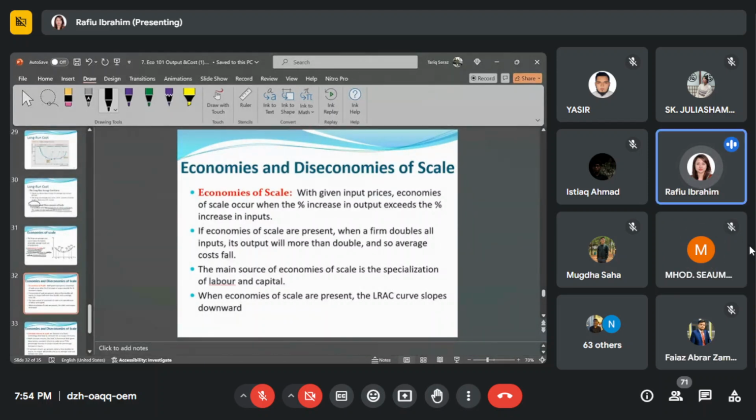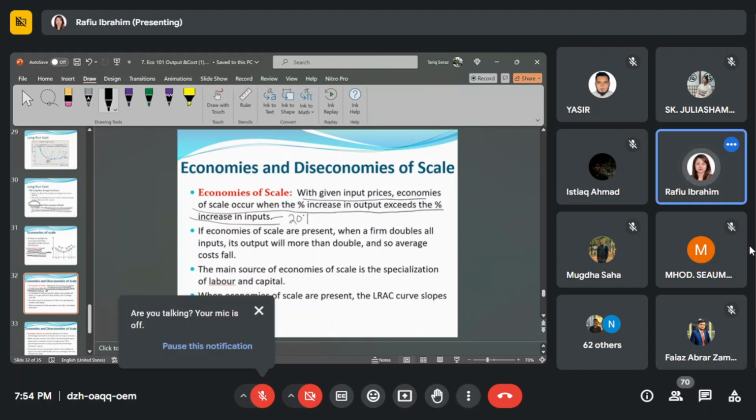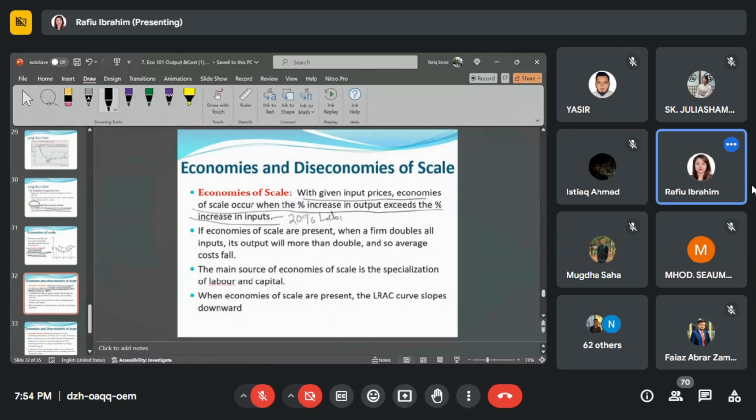Economies of scale, with given input prices, occur when the percentage increase in output exceeds the percentage increase in input. What does that mean? Say, for example, in a farm, labor increases by 20%. We know that more labor can produce more output. So with labor increasing by 20%, output increases by, say, 30%.